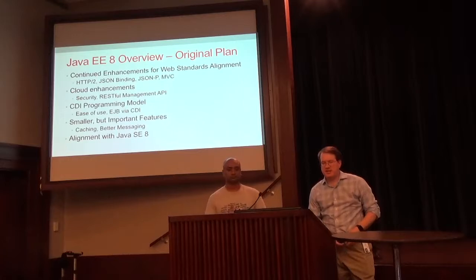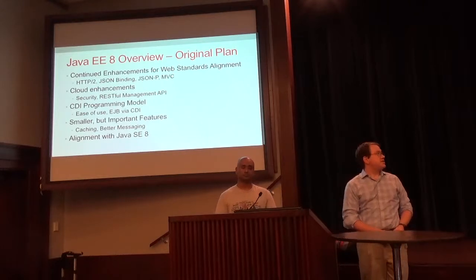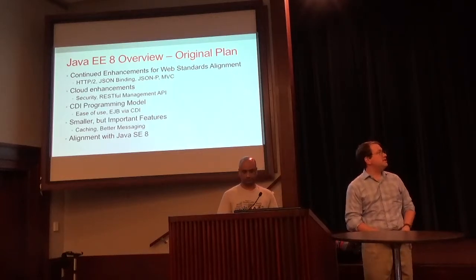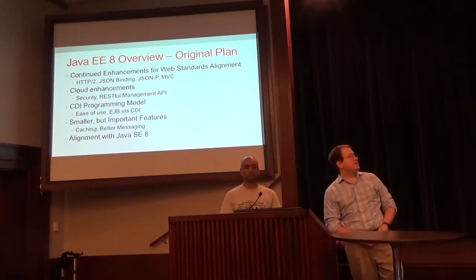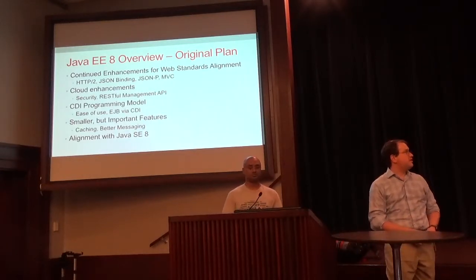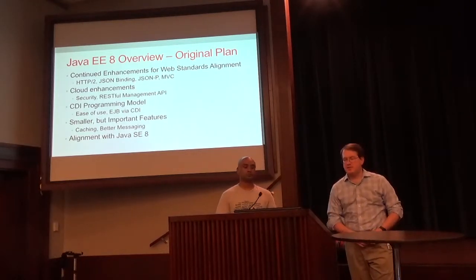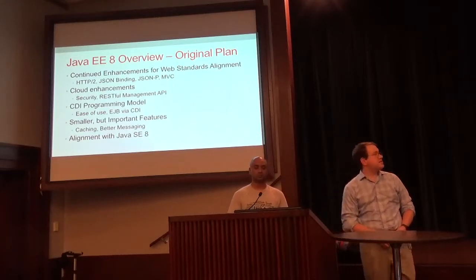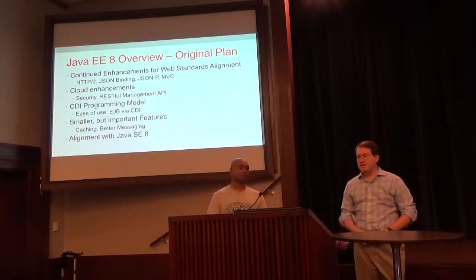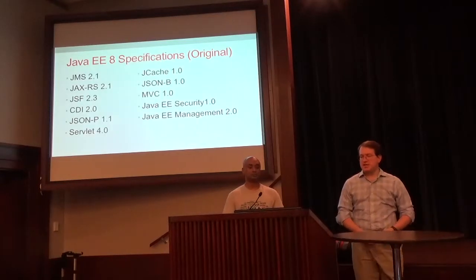So the original plan for Java EE8 included continued enhancements for the web standards, so adding support for HTTP2, JSON binding, MVC, a model view controller architecture finally for Java EE, cloud enhancements for security and a RESTful management API, more work on extending the CDI programming model, closer integration with enterprise Java Beans, and then smaller but important features such as caching, improving JMS, another revamped iteration of the JMS specification, and finally alignment with Java SE8. And as we'll see, some of this stuff has actually changed since then.